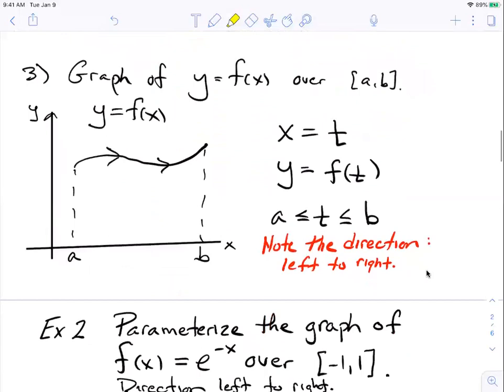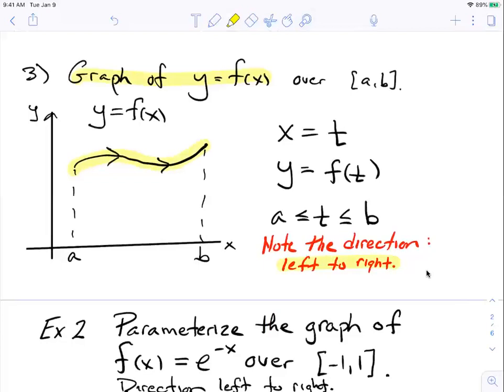Let's talk about how to parameterize the graph of a function. Graph of a function, I've drawn my usual generic picture here. Once again, it's got to be directed. So I'm going to be parameterizing these functions so that the input variable x is increasing. The way you're looking at this picture here, I'm parameterizing it so that I'm looking at the graph swept out left to right.